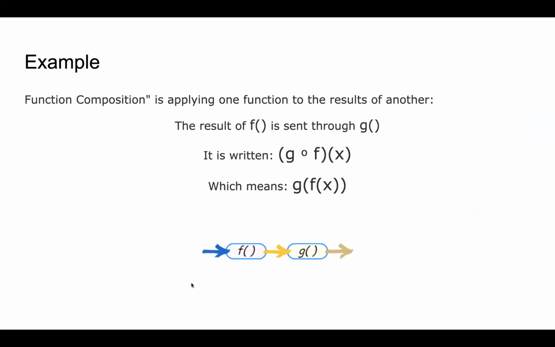Here is one diagram. We can see function composition is applying one function to the results of another. The result of f of x is sent through g of x. It is written like g composite f of x, which means g of f of x. Here the output of f of x is applied to g of x.